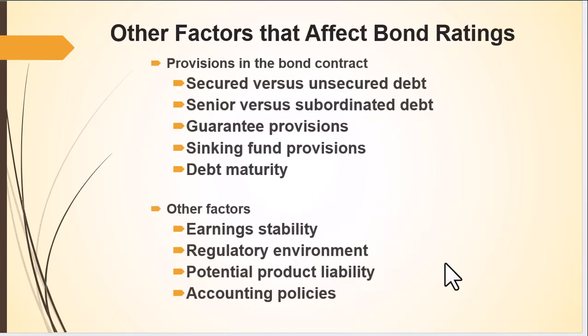So what are these factors? Are there other factors? Well, you think about just provisions in the contract, right? Secured versus unsecured. Unsecured debt doesn't have any collateral. A little bit more likely that it would default. Senior versus junior, subordinated debt. Subordinated debt is more risky. If there are any kinds of guarantee provisions, that could affect ratings. Sinking fund, the debt maturity itself.